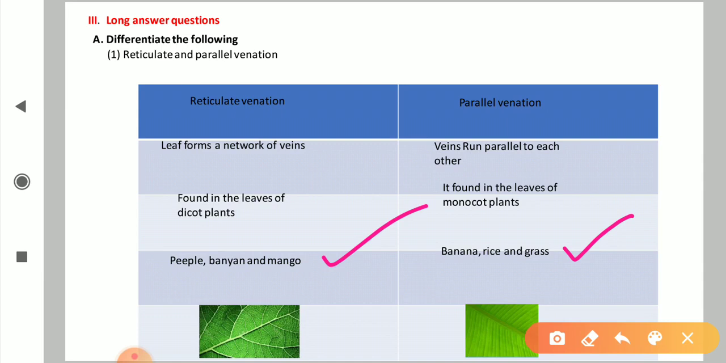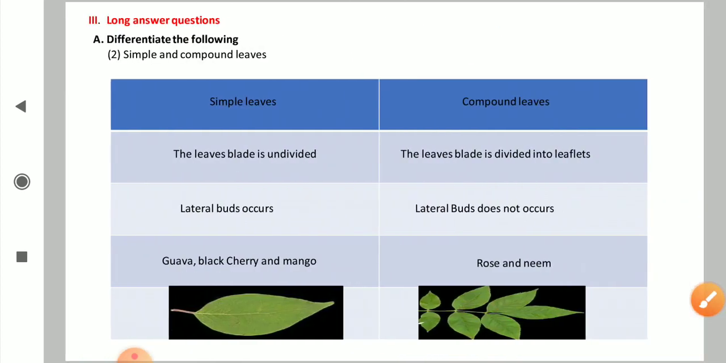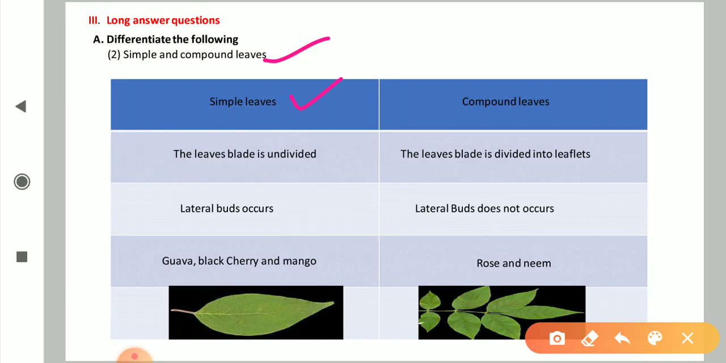Next, move to question number 2, that is, simple and compound leaves. So what are simple leaves? The leaf blade is undivided. The leaf blade, or you may say the lamina, is undivided. But in case of compound leaves, the leaf blade is divided into leaflets.